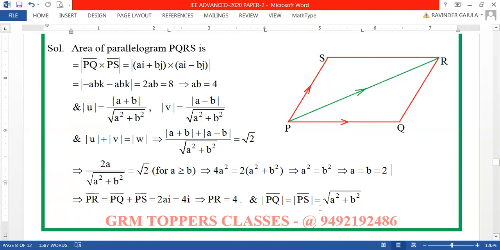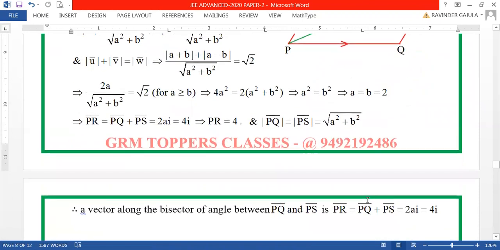And mod of PQ bar equals mod of PS bar equals root over A square plus B square. Both the sides are equal. So this PR bar will be the bisector of the angle QPS. And the length of the side will be root over A square plus B square, which means 2 root 2. Therefore, the vector along the diagonal, the angle bisector between PS bar and PQ bar, is PR bar, which is 4i.